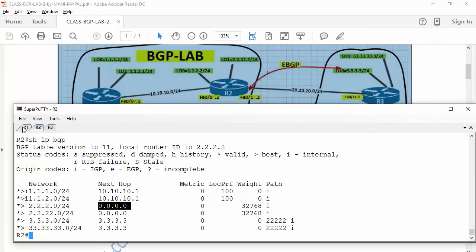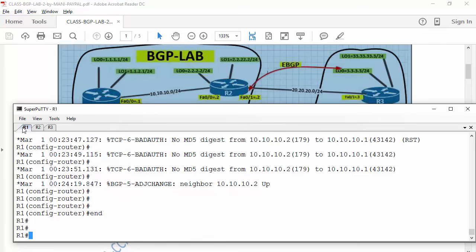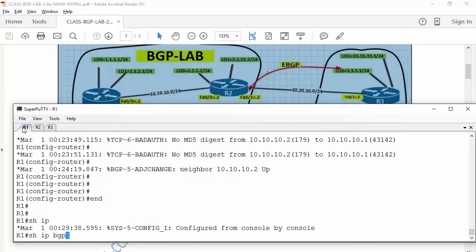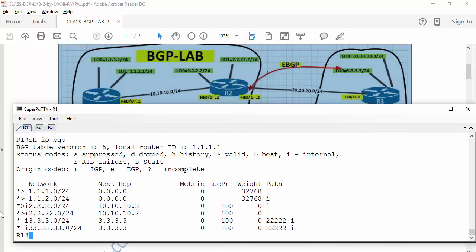If I go to R1 and type show IP BGP, I'm not going to see 3.3.3.3 as best. I'm going to see it, but look at the next hop. The next hop is 3.3.3.3, and I'm not running any routing protocol. So I'd like to change this next hop to 10.10.10.2. So let's go through the questions, guys.